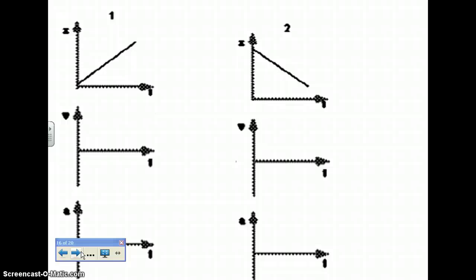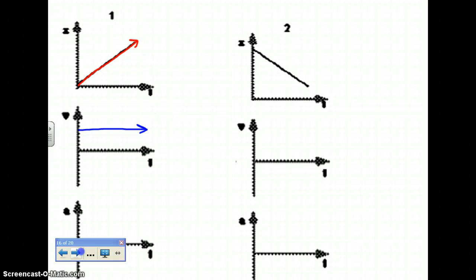So top left-hand side, you start off with number 1. And we're going to do our displacement graphs in red, velocity in blue, and acceleration in green. So talk your way through this. What's this guy doing? Speeding up in the positive direction. So speeding up in the positive direction will look like this.